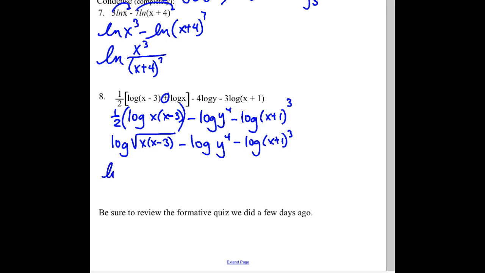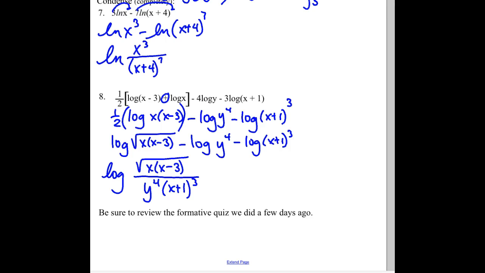So we're going to have the common log, and because I see subtraction, I know that there's division originally. In the numerator position, I'm going to have that square root of x times x minus 3. Both of the second pieces are subtraction, which means originally they were division. So I'm going to have y to the 4th on the bottom, and I'm going to have the x plus 1 quantity cubed also in the denominator.